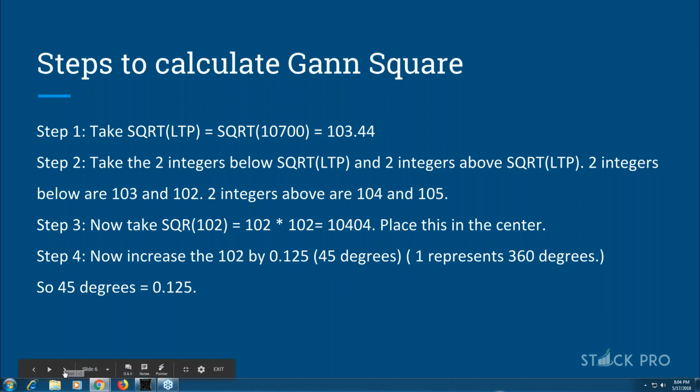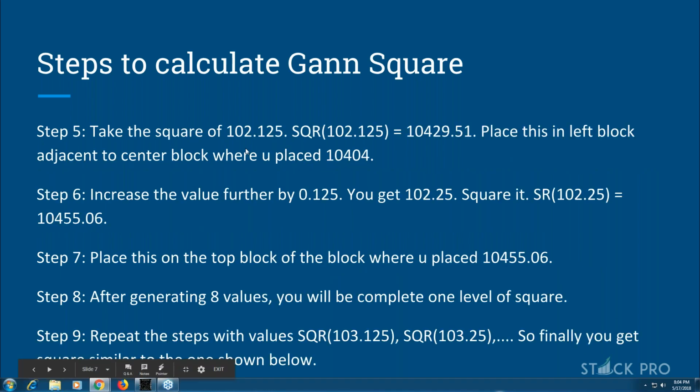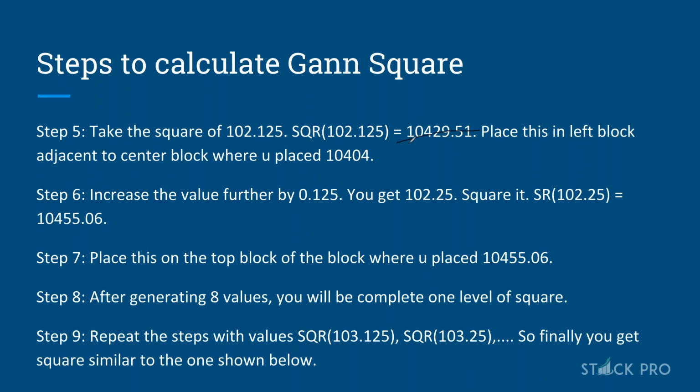Let's go to the next slide. Take the square root of, now we kept the 102 square in the middle. Now we increase the value of 102 by 0.125. And we found the square of 102.125, which comes out to be 10429.51. Place this on the left block adjacent to the center block, where you have placed 10,404.